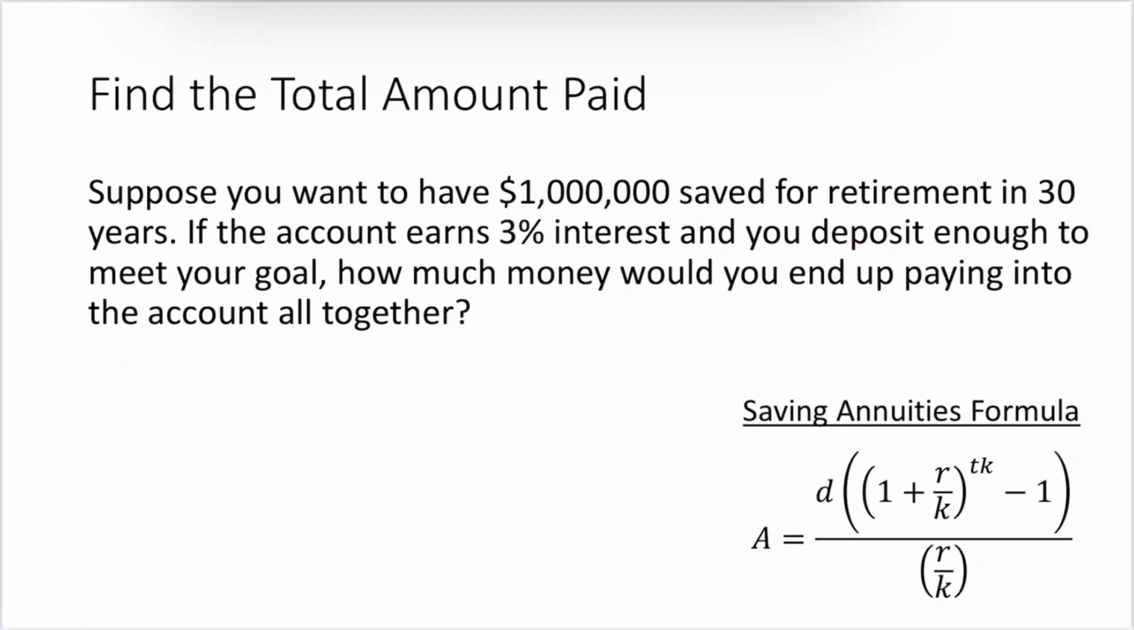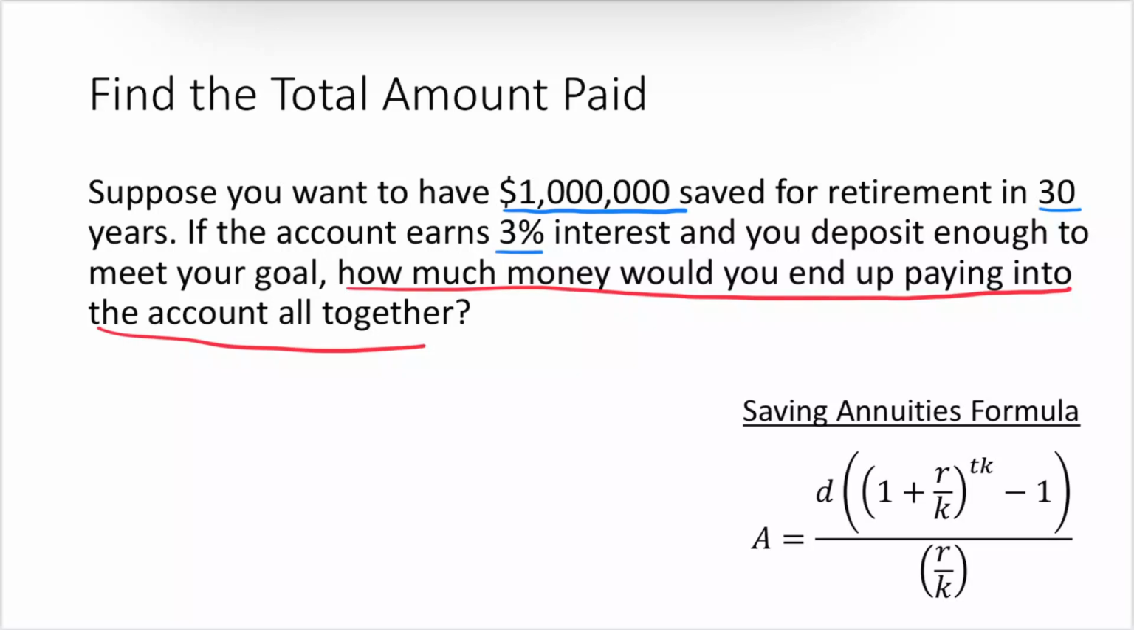As another example, let's say we want to have $1 million saved for retirement in 30 years, and the account earns 3% interest. And if we deposit enough to meet our goal, the question asks, how much money would you end up paying into the account altogether? So in this problem, we don't know what the deposit is. And since we don't know the deposit, we're going to have to figure that out first before we can answer the question that they gave us.